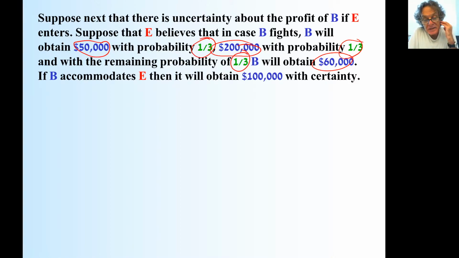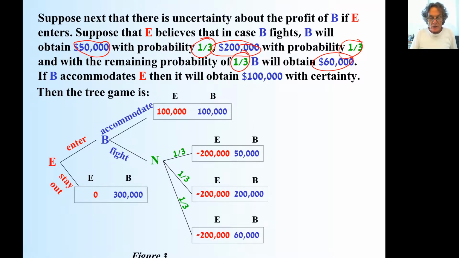If B accommodates E and doesn't fight, then it will obtain 100,000 with certainty. The uncertainty is what happens to B if she fights. If she doesn't fight, they will split the market, which will reduce from 300,000 to 200,000 total, and they will split it equally because they are no longer a monopoly, and therefore the total profit goes down. So here is the situation.